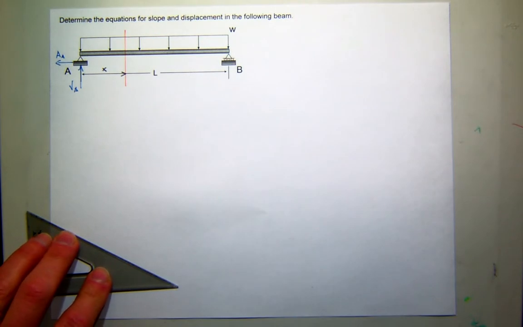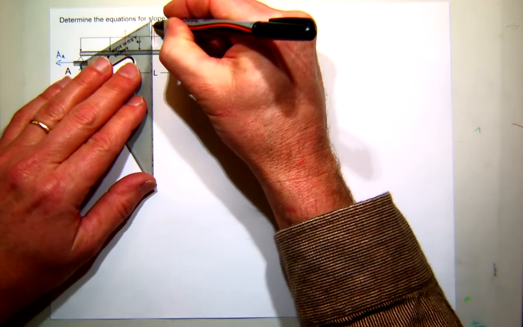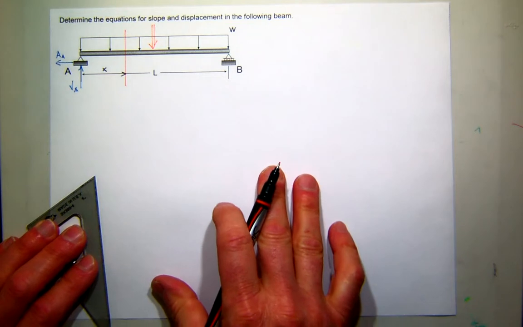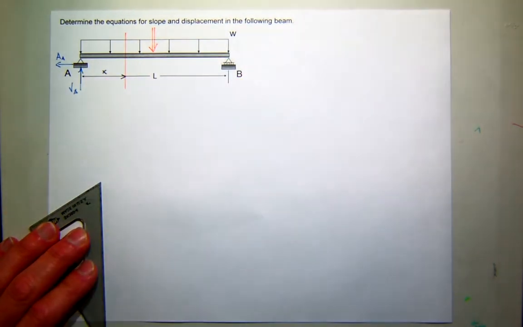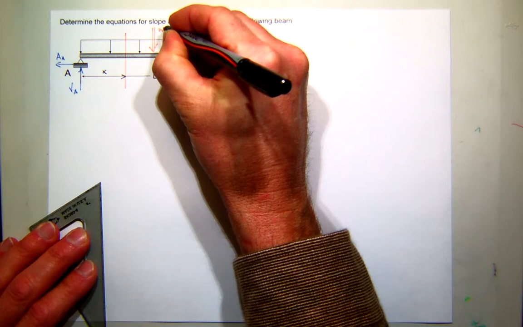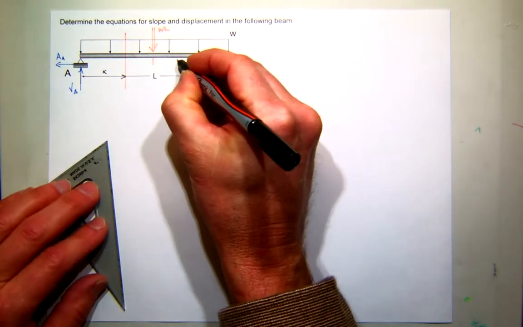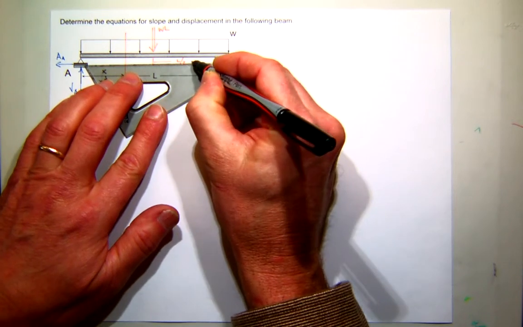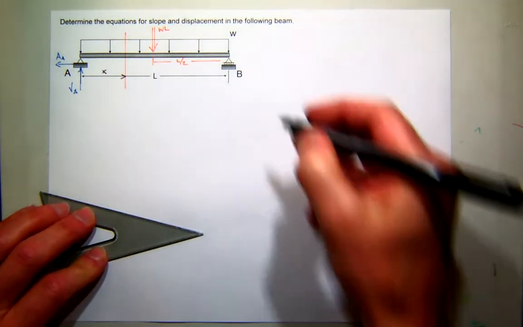To do that, I'm going to sum moments about B. And to make that easier on myself, I'm going to first find the concentrated equivalent force for my distributed load. It's a rectangle. So the area of the curve is base times height, so this will be WL. And of course the distance to the end will be L over 2. So that's all the information I need to find my reaction or my shear at A.